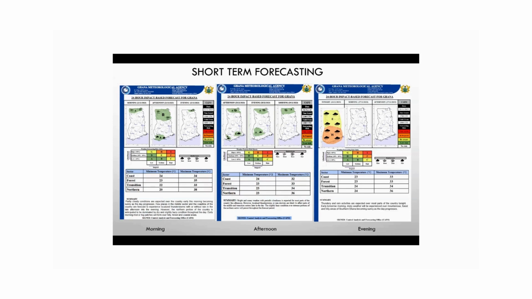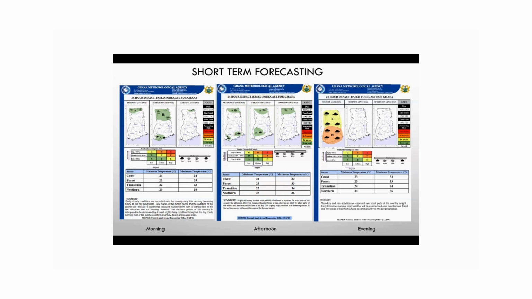And on any of the forecasts, we have three different time scales. We have the morning, the afternoon, and the evening. So if you look at my left-hand side, I have the morning, the afternoon, and the evening. And this forecast is called the impact-based forecast. So we have the impact that it will have, and then the likelihood. They are down there in the tables.